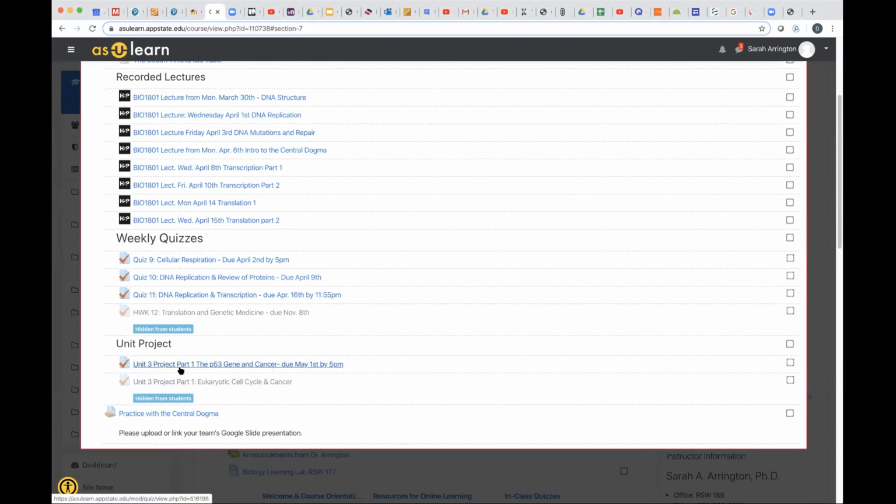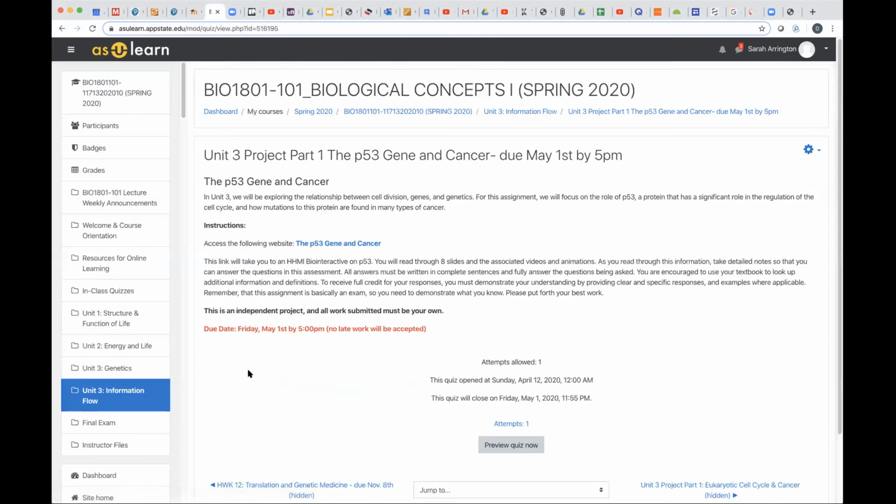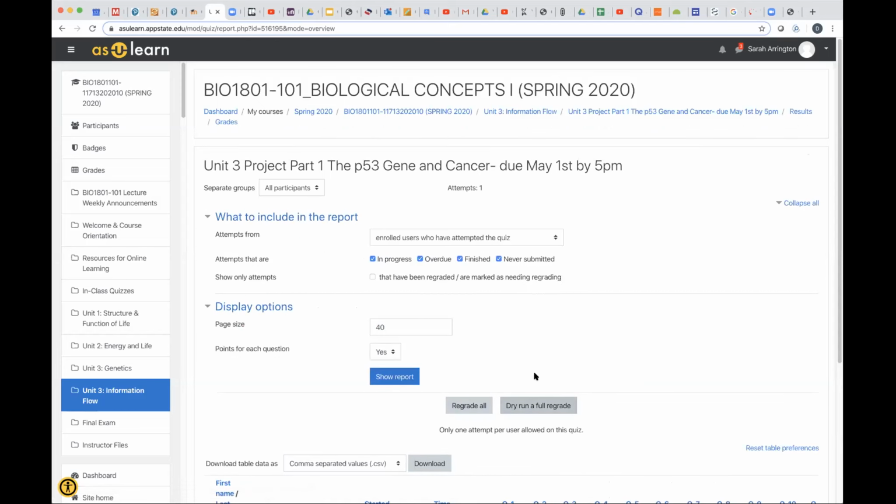So this Unit 3 project is about the P53 gene and cancer. If you click on this link, it's going to take you to a page you have seen similar before. This is set up using the quiz function here in As You Learn, so all of the questions that you need to answer are located within the quiz. If I click on attempt 1, oops, that's not what I wanted to do. It's got me in there as an instructor.